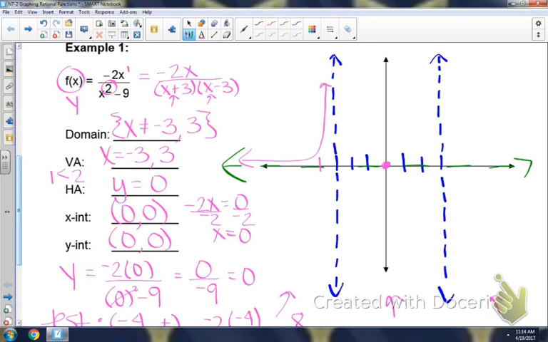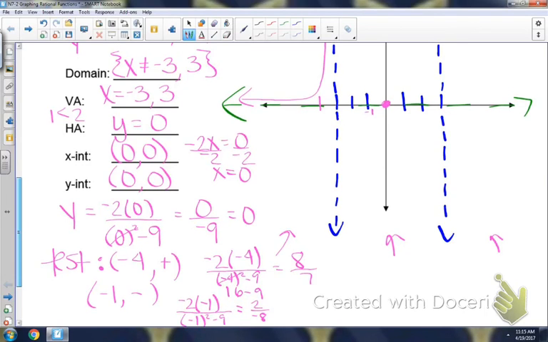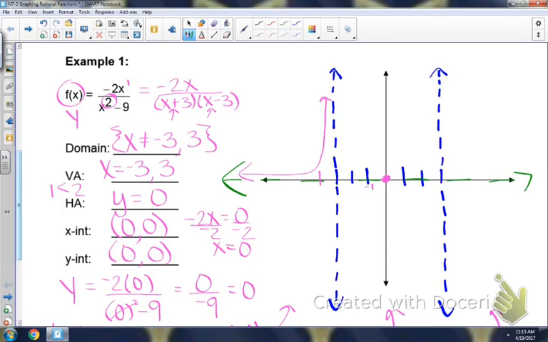So we're going to plug in, let's plug in a -1. So if we plug in a -1, we're going to get -2 times a -1 over -1 squared minus 9. So we're going to get a positive 2 on top over 1 minus 9, which will give you -8. So we're going to end up getting a negative, which means it will have to approach this way, that vertical asymptote.